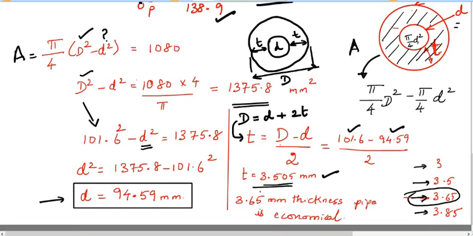This thickness, you have to choose a thickness which is greater than this value. So the available options are 3, 3.5, 3.65 mm and 3.85 mm. The next available value is 3.65. So this is your economical thickness.